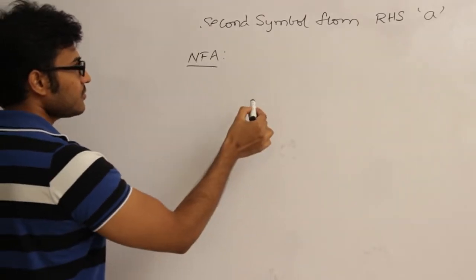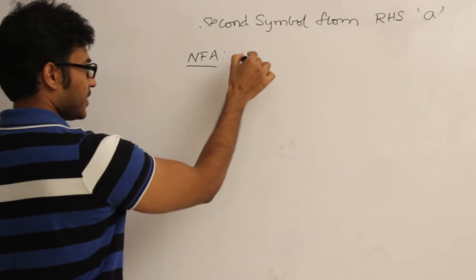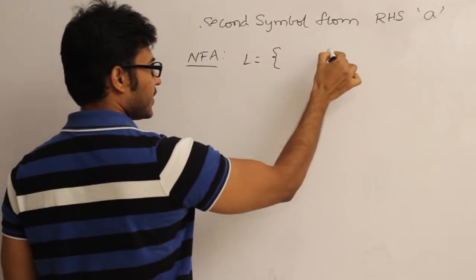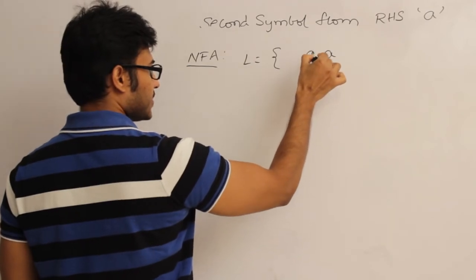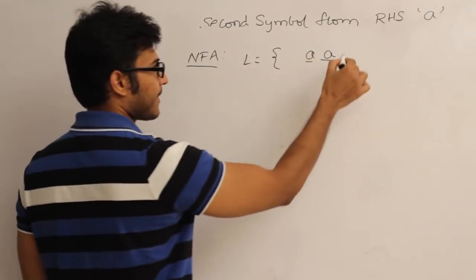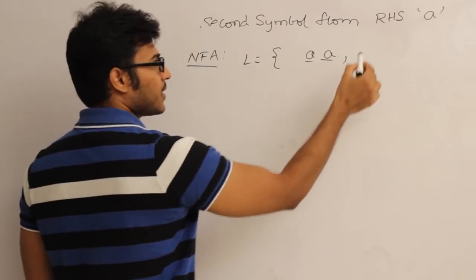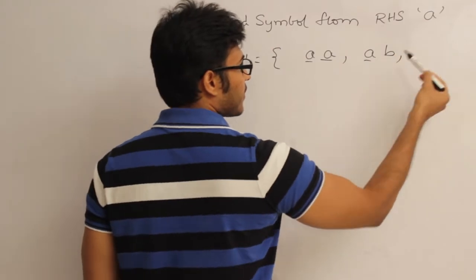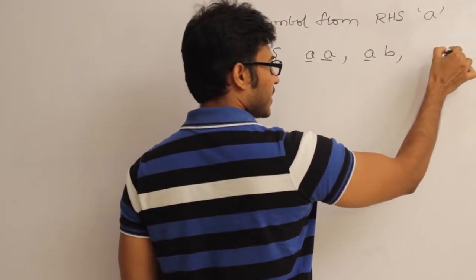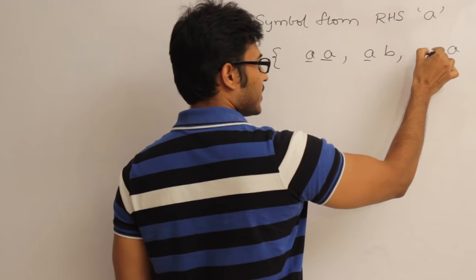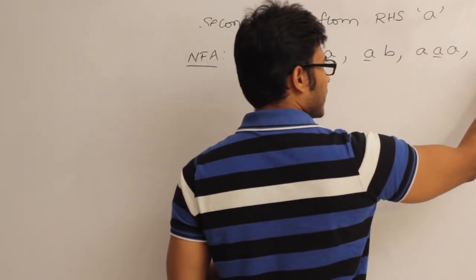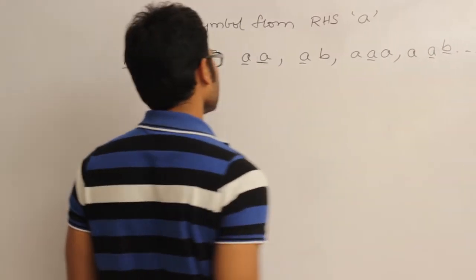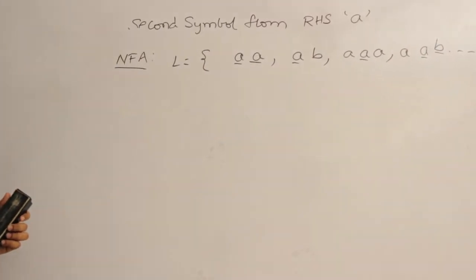So second symbol from RHS is A. Let me write the language. So last symbol can be anything, it can be A or B, but the second last symbol has to be A from the RHS, okay? And last symbol can be A or B, but the second last symbol has to be A, and then it can contain A or B, and so on. This is the language. For this language, NFA will look like this.